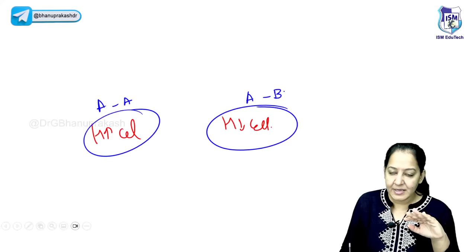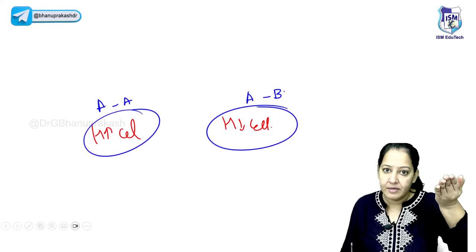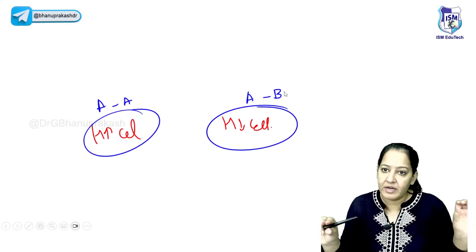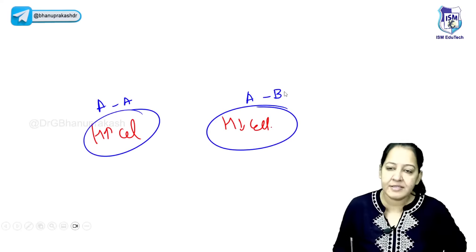Eccentric means it's not at the center, it's at the side. It is at the side of the nerve and compressing the nerve. It's not at the center of the nerve, since it is not a tumor of the nerve, it is a tumor of the nerve sheath. That is the meaning of that.